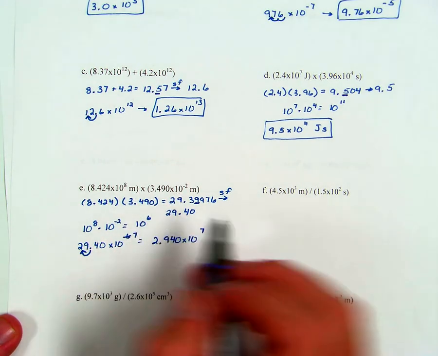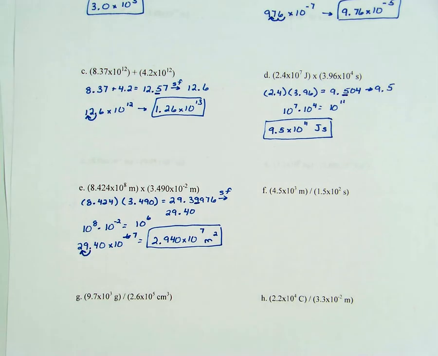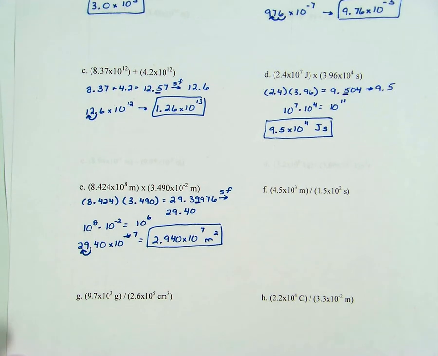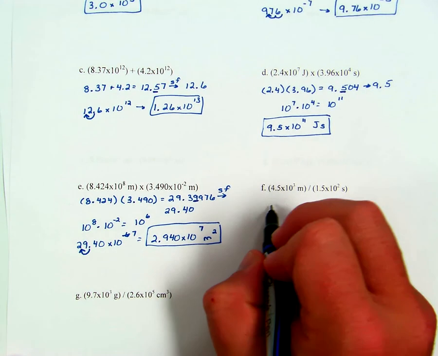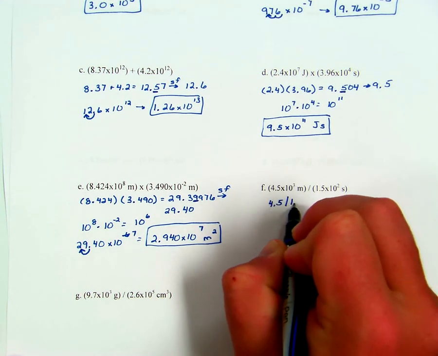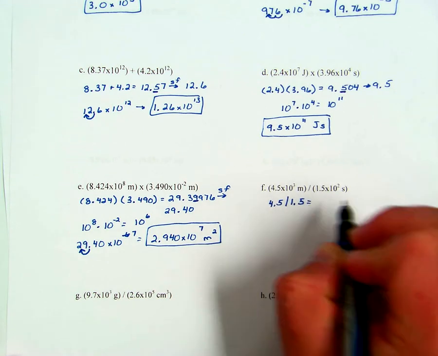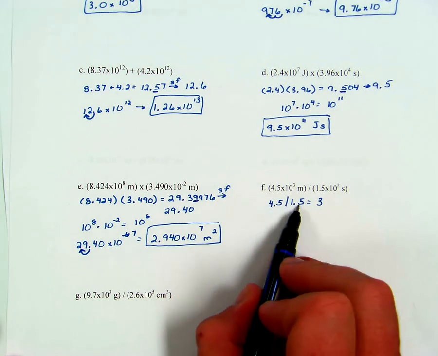Alright, so there's multiplying. The next 3 examples here are dividing. You might be thinking, well, the first part's probably the same. I should just divide the mantissas. You're right. So for F here, I'm going to take 4.5 divided by 1.5. Now your calculator is going to tell you 3. Except notice both of these have 2 sig figs. So I should have 2 sig figs in my answer. So this should be 3.0. Okay, so the first step is the same.